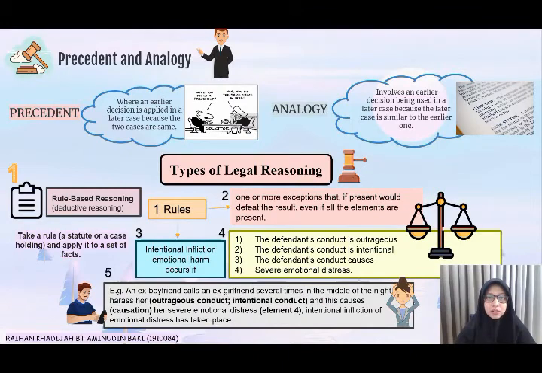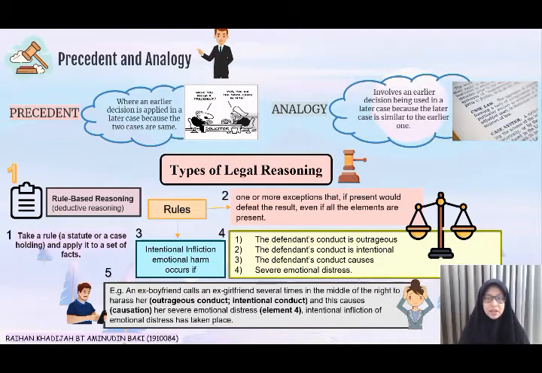Next, there are two central forms of legal reasoning, which are precedent and analogy. These are found in many legal systems such as the common law, which is found in both England and the United States. Precedent is where an earlier decision is applied in a later case because the two cases are the same, while analogy involves an earlier decision being used in a later case because the latter case is similar to the earlier one.